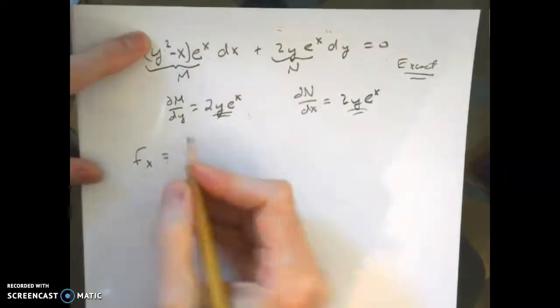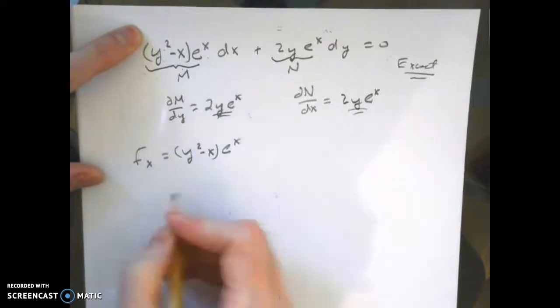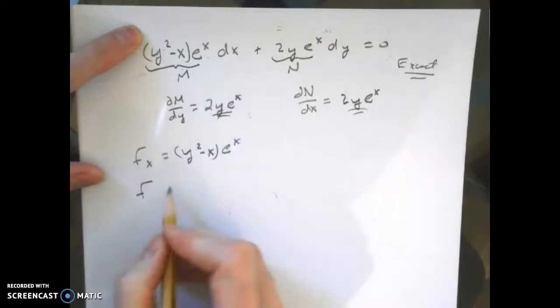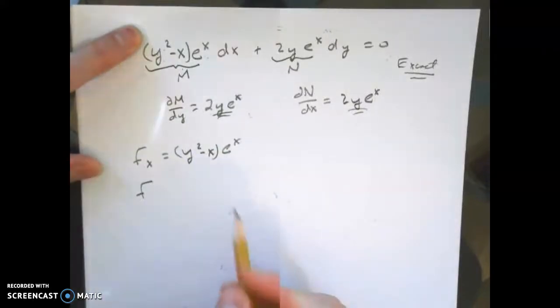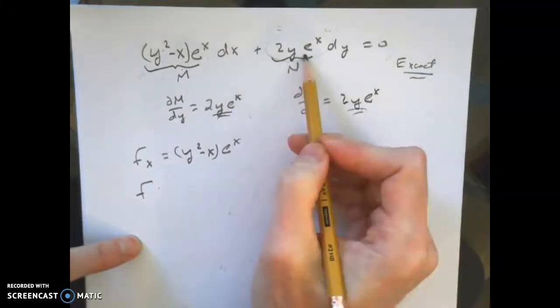So I could go through the steps. M would be equal to this thing, y squared minus x e to the x. Take the antiderivative with respect to x, take the y derivative, set that, compare that to this, and find your solution.